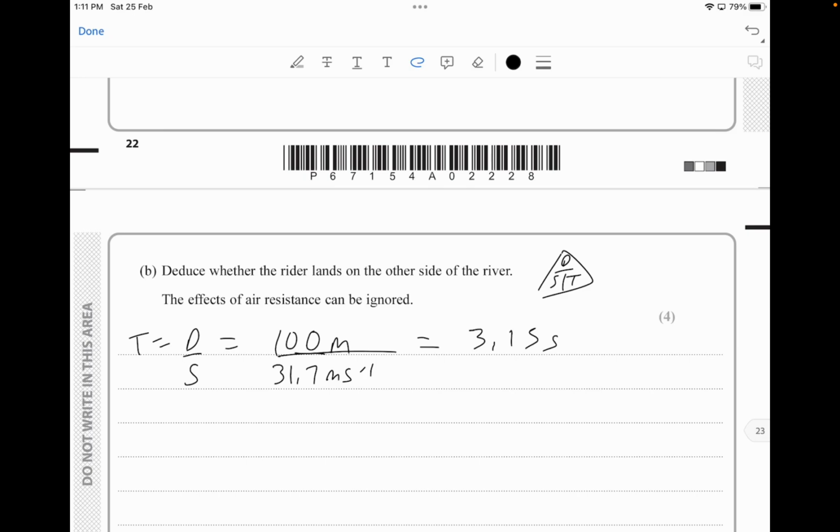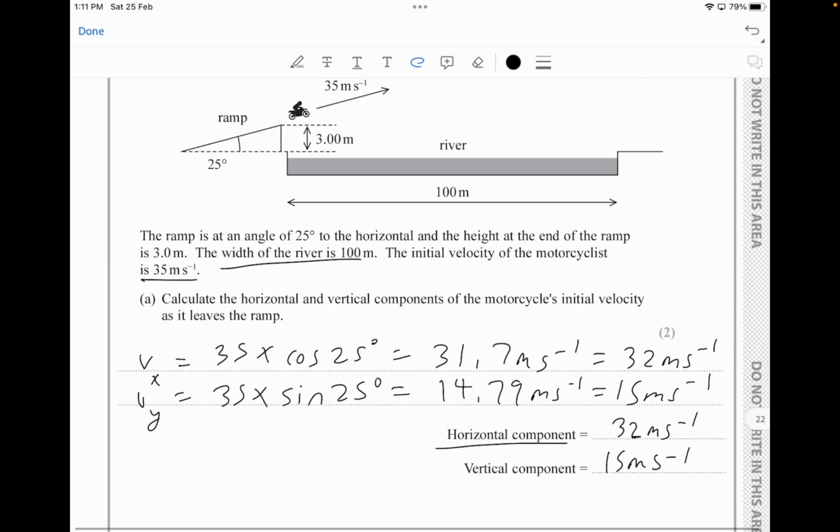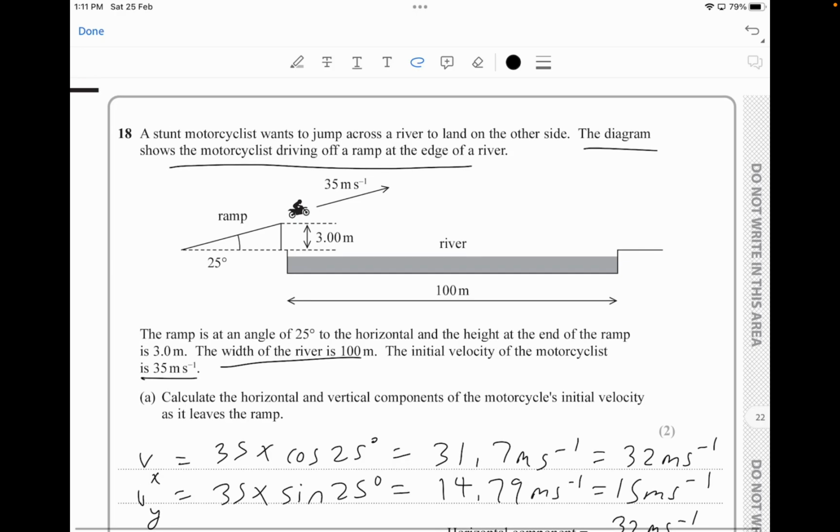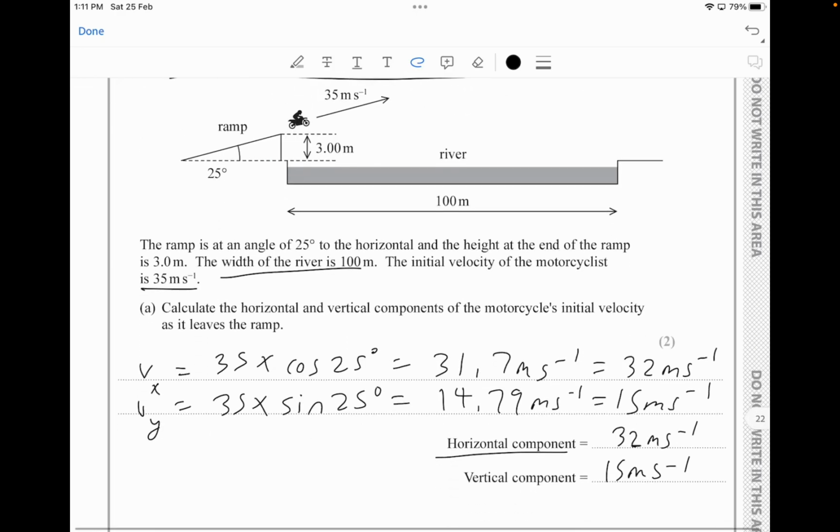Since it's 3.154 seconds, now we're going to calculate the vertical displacement. In order to calculate the vertical displacement, we have to use some of the SUVAT equations in this case. So we're just going to analyze this. We have to calculate the vertical part, so we're going to use the speed in y. Actually, we're going to use the SUVAT equation.